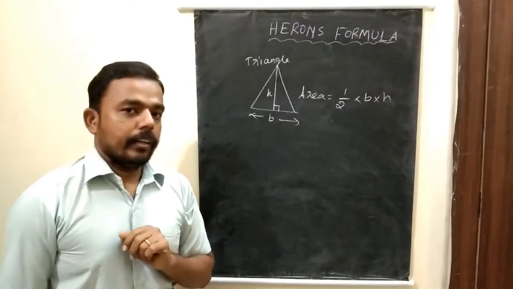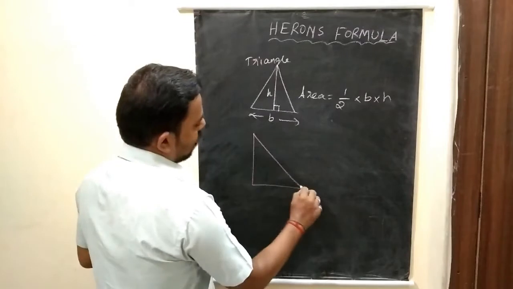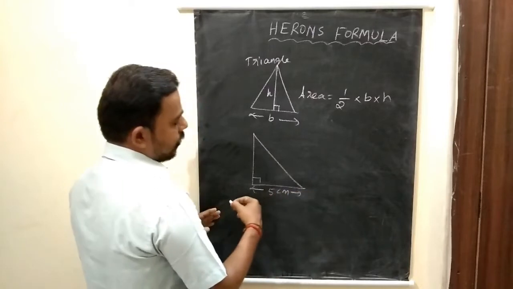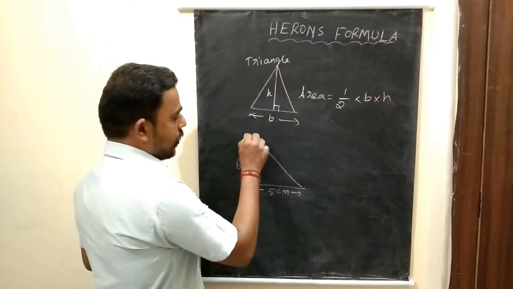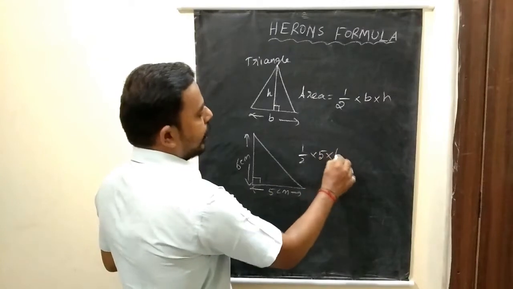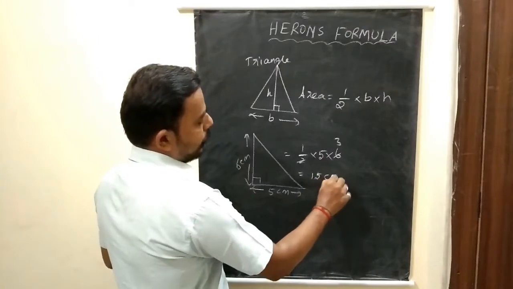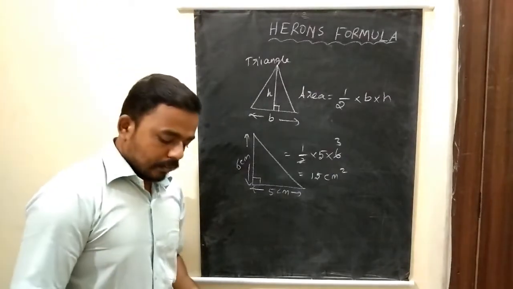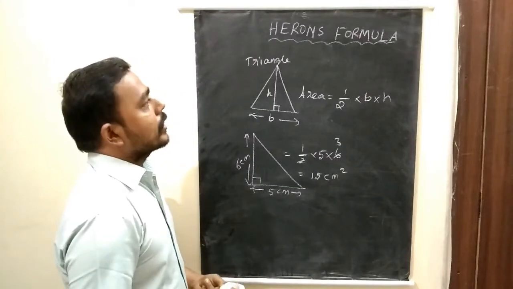In the same way, suppose this is a right angle triangle. This is the base length, suppose 5 centimeter, and this is the height, suppose 6 centimeter is given. Now what is our area? 1 by 2 into base 5 into height. So that is 15 centimeters squared. This thing we already know. Now we are going to study the triangle area by using the side values.